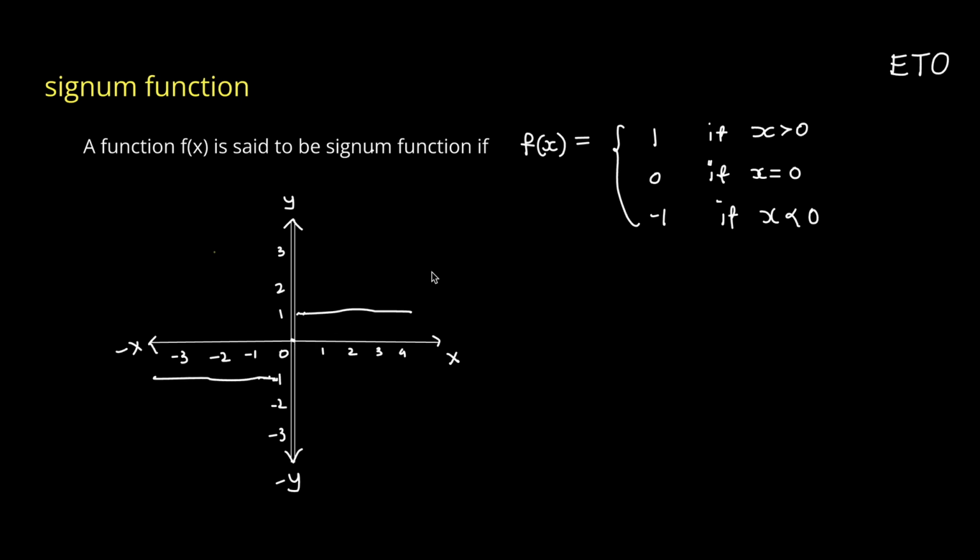We will get a graph like this. Such a type of function is called a signum function. The domain always belongs to real numbers. The range can be either 1, 0, or minus 1.